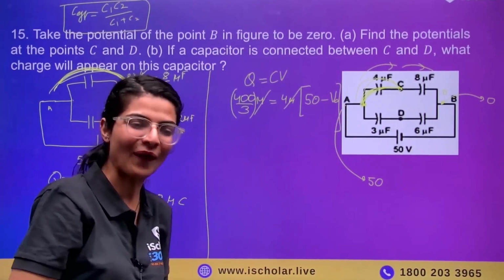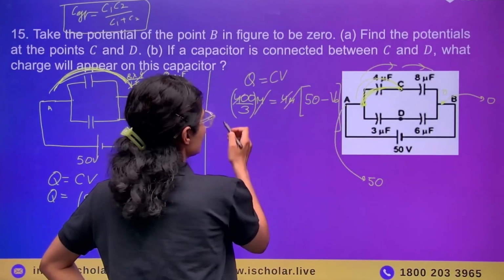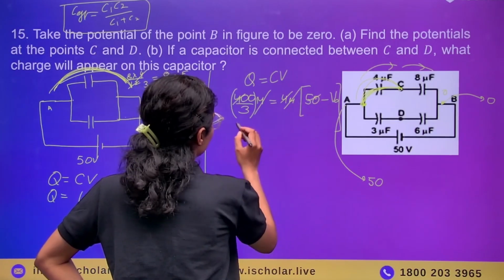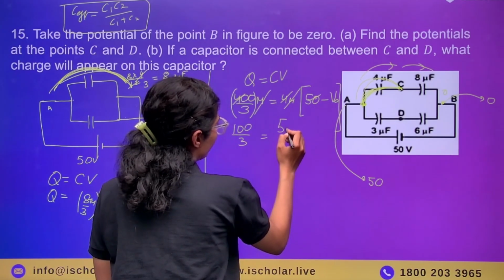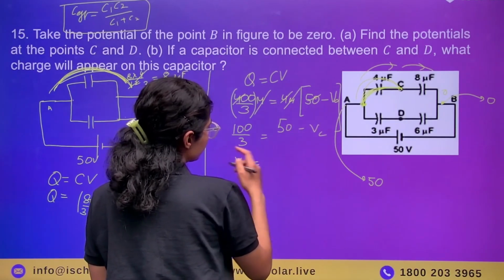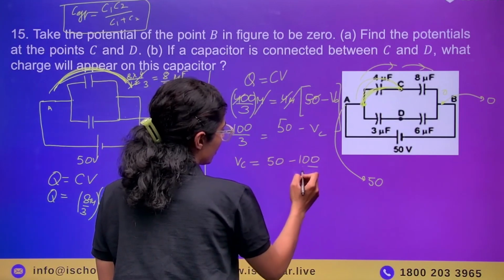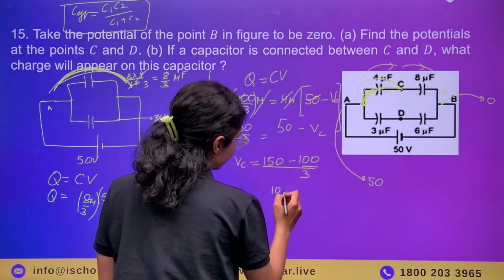What is the point VC? See, we just wrote an equation to calculate VC. From here you can just use it and calculate. This would be 100 by 3 equals 50 minus VC. From here VC can be written as 50 minus 100 by 3, which would be 150 by 3 minus 100 by 3, and it will be 50 by 3.